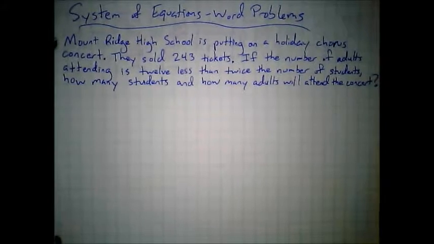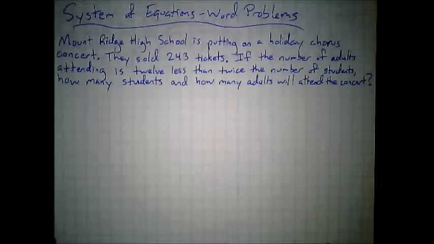So why don't you press pause so you can finish copying this down so we can get started right away. Okay, so whenever we have a word problem, we need to think about what's really going on in this problem. Do we understand this situation? Well, we have a chorus concert, and there's students attending and there's adults attending. They sold 243 tickets, so we know the total number of people is 243, and then it gives us a sentence comparing the number of adults to the number of students. So we just have adults and students attending a chorus concert, nothing more than that.